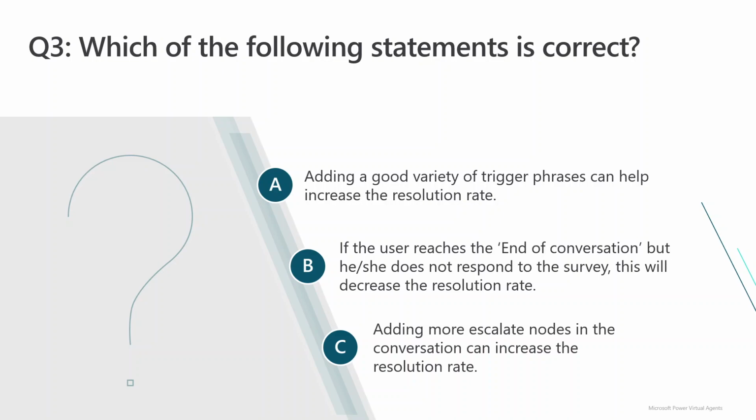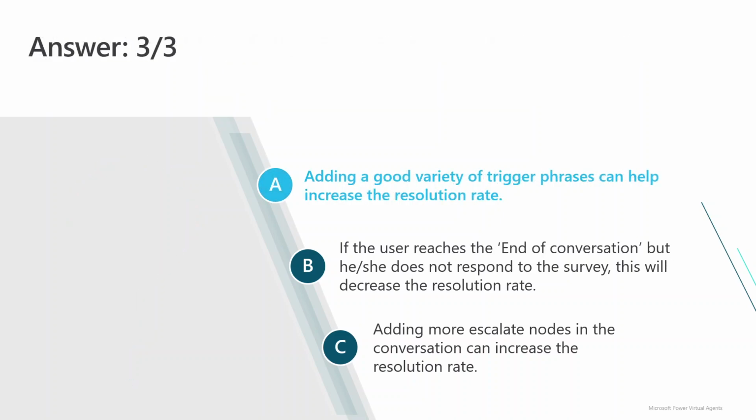Welcome back. The answer is A. Adding a good variety of trigger phrases can help increase the resolution rate, because more topics are going to get triggered, and hopefully your topic is designed well enough so it gets resolved. If a user reaches end of conversation and they don't respond to the survey, that has no effect on the resolution rate at all. Adding more escalate nodes can increase the resolution rate? Well, no, that's going to increase the escalation rate.